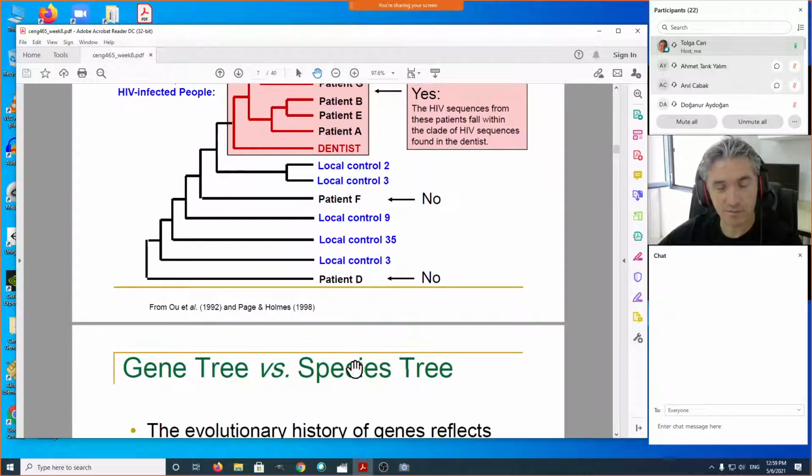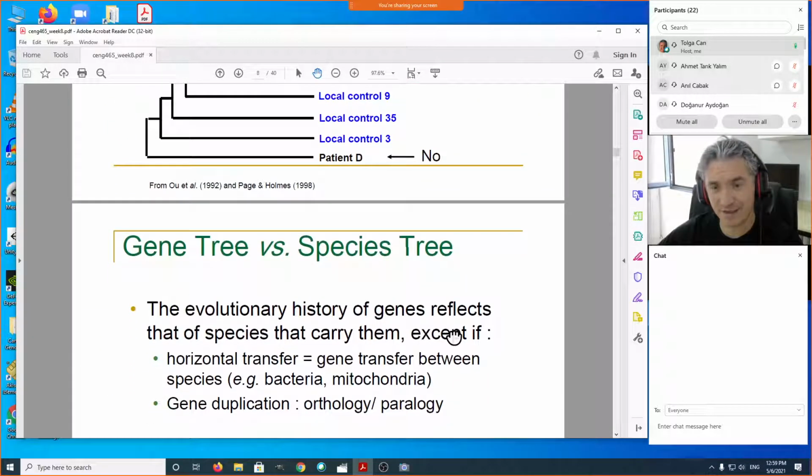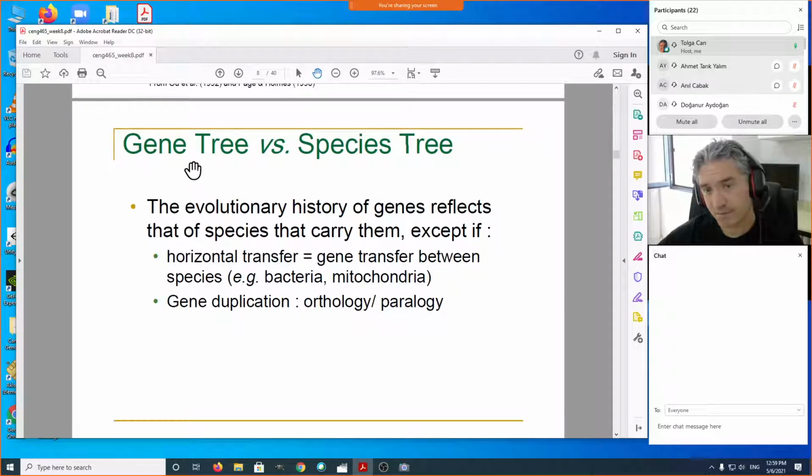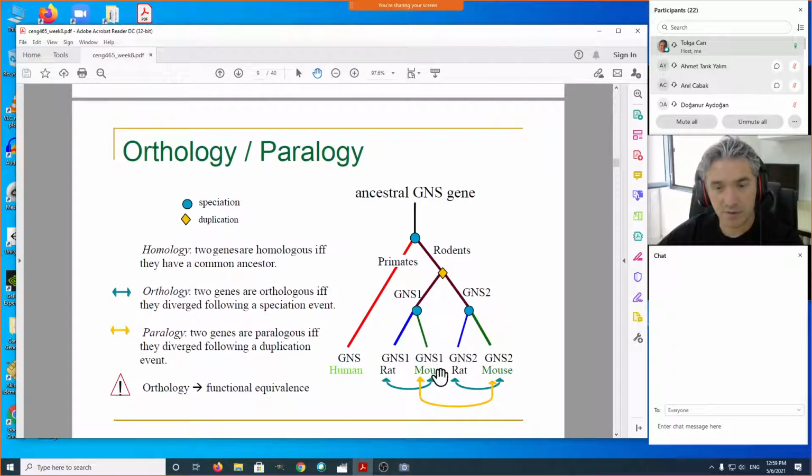So phylogenetic trees, as I said, can be used in different places. We can build phylogenetic trees for individual genes by looking at similarities between individual genes, or we can build trees by looking at overall similarity measures between entire species. So I'm going to skip these parts.